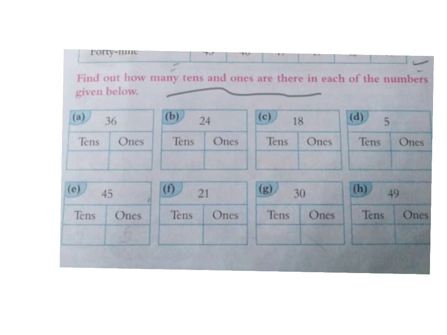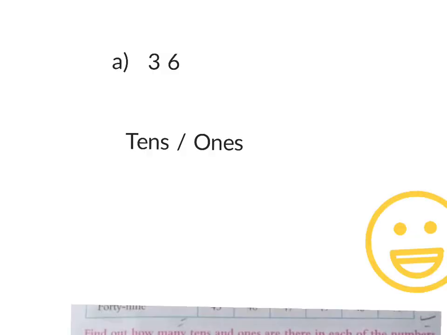Dear students, here are the numbers and we have to find how many tens and ones are in them. Okay? And we will do them one by one. Coming to our first part, which is 36. Dear students, 36 is a two-digit number. We have to find out how many tens and ones are there in this number.